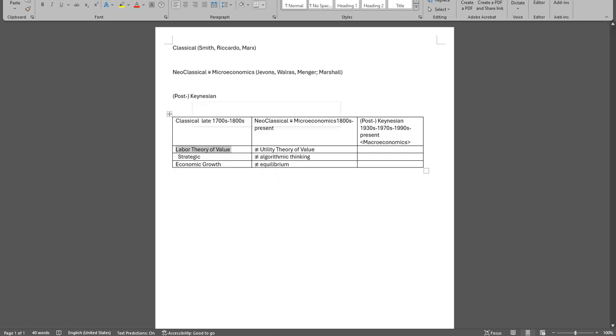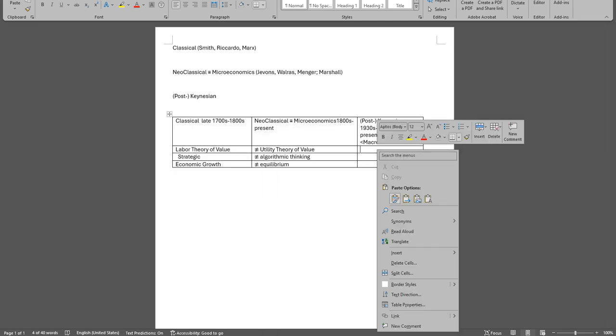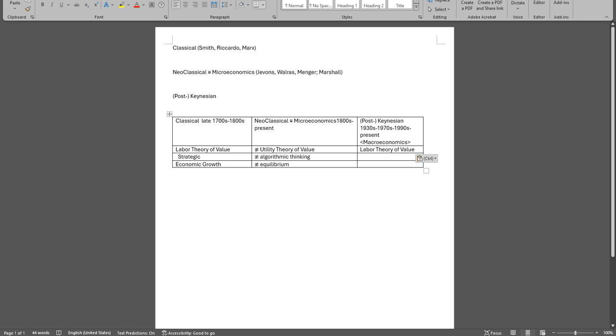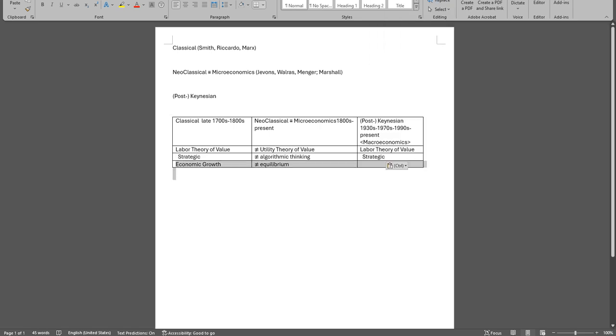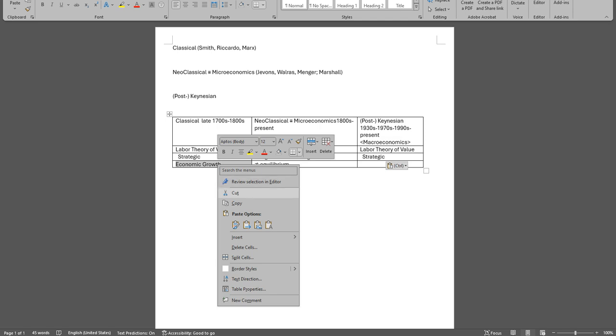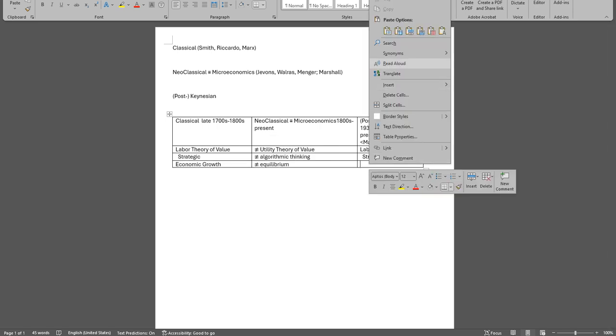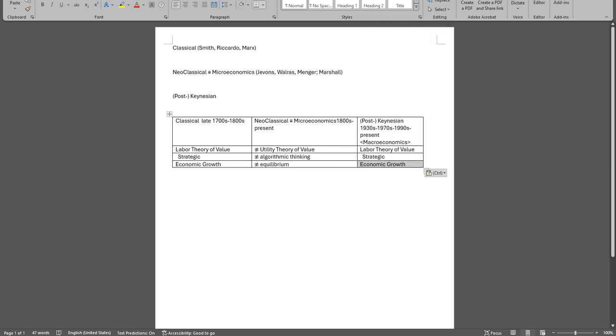There are a lot of different kinds of Keynesians. They can run the spectrum from more over here to more over here. I mean, this is Marx. A lot of post-Keynesians are Marxists, very sympathetic with Marx. That's classical. They generally believe in strategic thinking, and they are very concerned with economic growth. I should say something about neoclassical and economic growth.